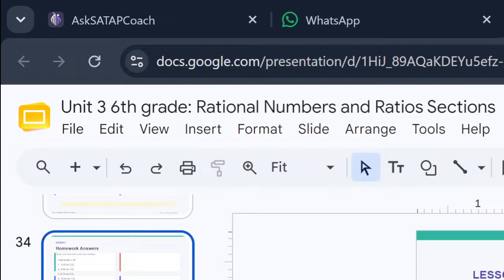Okay, homework answers. Total books equals 24. Number 1 is 12 to 8 or 3 to 2. Number 2 is 4 to 24 or 1 to 6. Number 3 is 8 to 12 or 2 to 3. Number 4 is 12 to 24 or 1 to 2. And number 5, example, poetry to nonfiction, 4 to 8, which equals 1 to 2.